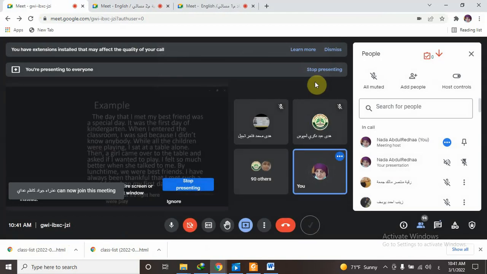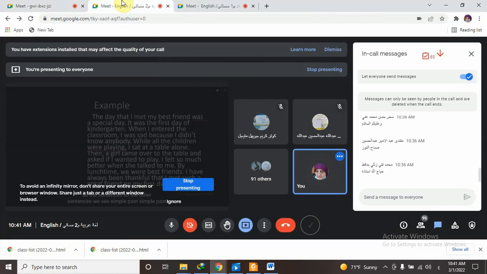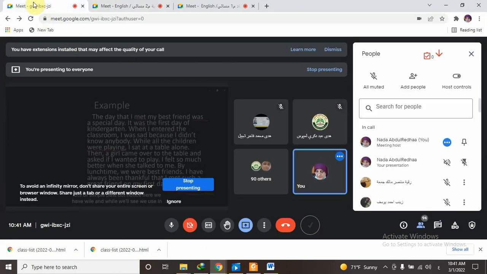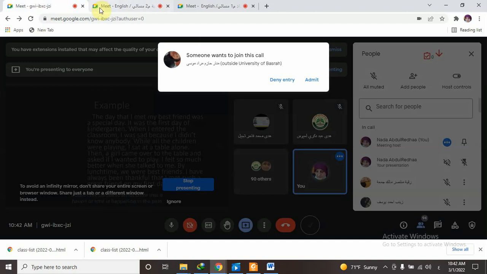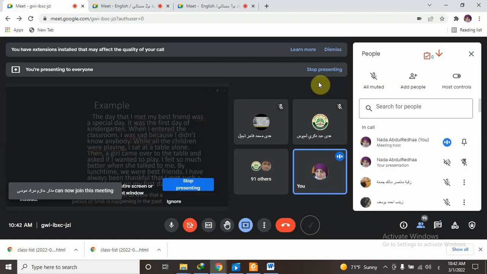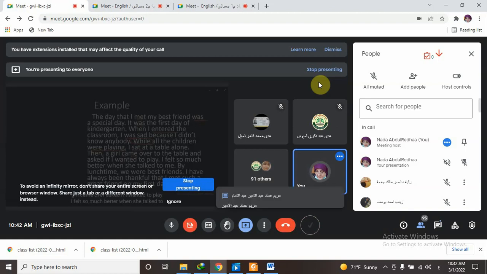We're playing. All the other sentences, we see simple past, lots of simple past. But notice here we have while. And while we'll see we use in a past time clause to let us know that a period of time is happening in the past with an action. So while all the children were playing, I sat at a table alone. A girl came over, asked if I wanted to play. I felt so much better when she talked to me. By lunchtime, we were best friends, and now we have a shift again. I have been, or always been, thankful. And this is present progressive. Present perfect. That's what I meant to say. Present perfect.